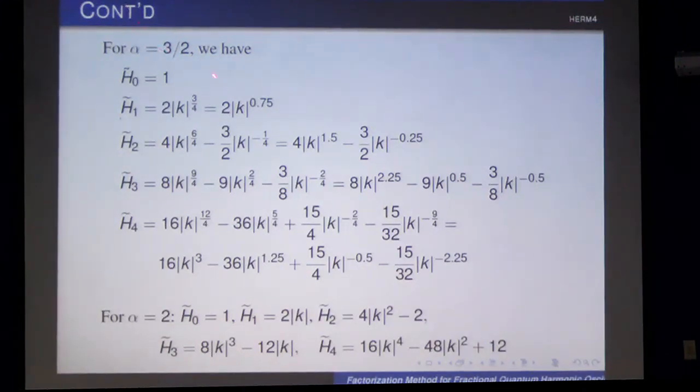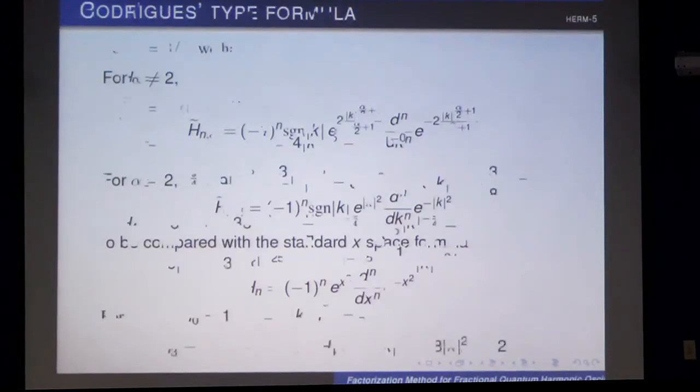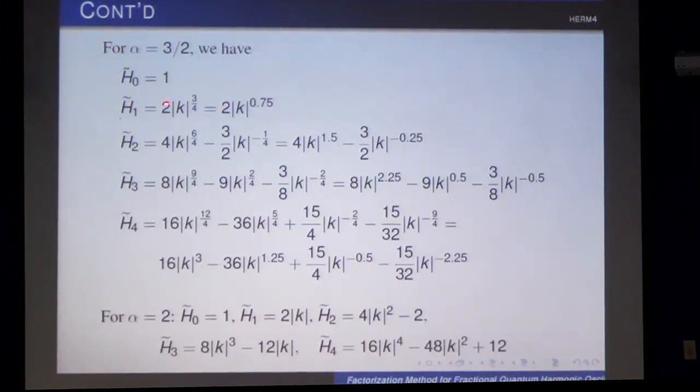For example, in the case 3/2, these fractional Hermite polynomials look like that, to be compared with the standard ones. You see, for example, here you have, I don't understand, this is the eigenfunction of the fractional operator. These are the polynomial part of the eigenstates, the first excited state here. Here, this would be the first excited state in the 3/2 case. The second excited state, all of them multiplied by the sub-Gaussian.